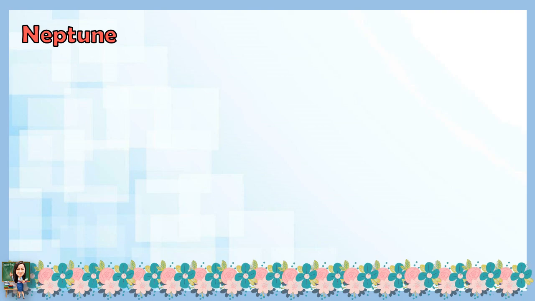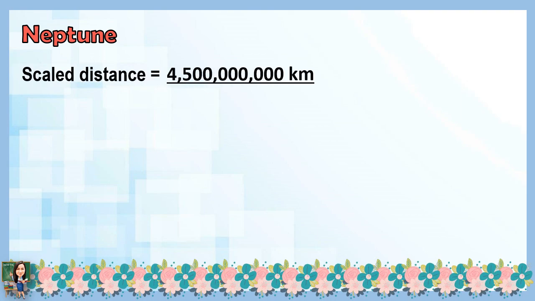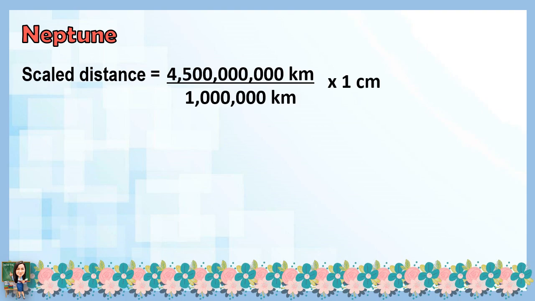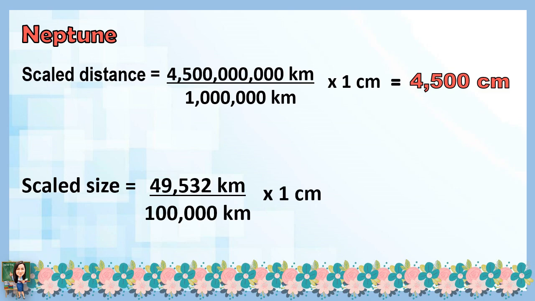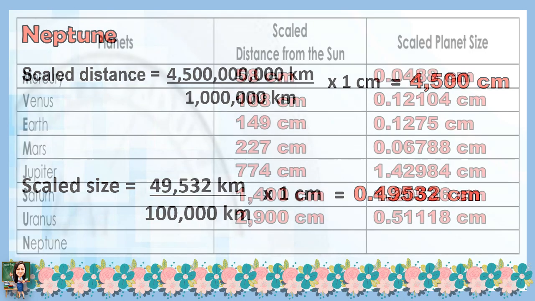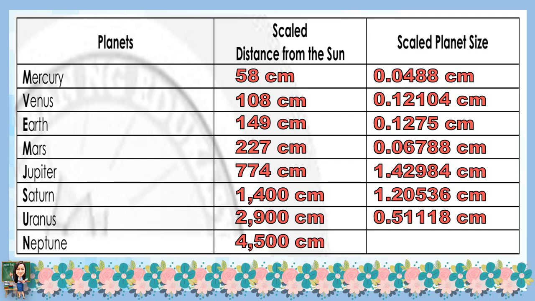And lastly, Neptune. Scale distance equals 4,500,000,000 divided by 1 million times 1 centimeter equals 4,500 centimeters. Scaled size, 49,532 divided by 100,000 times 1 centimeter equals 0.49532 centimeters. And this is the scale distance from the Sun of Neptune and the scaled planet size.